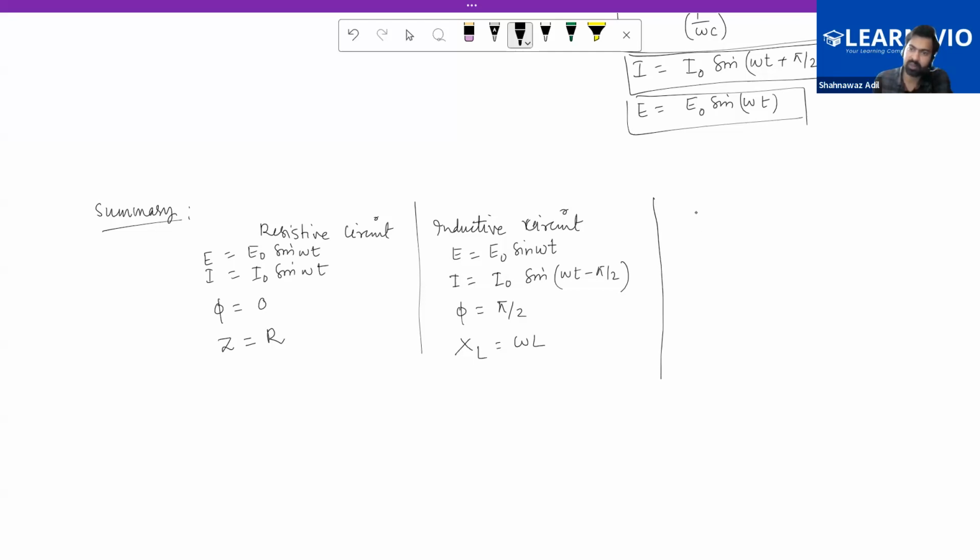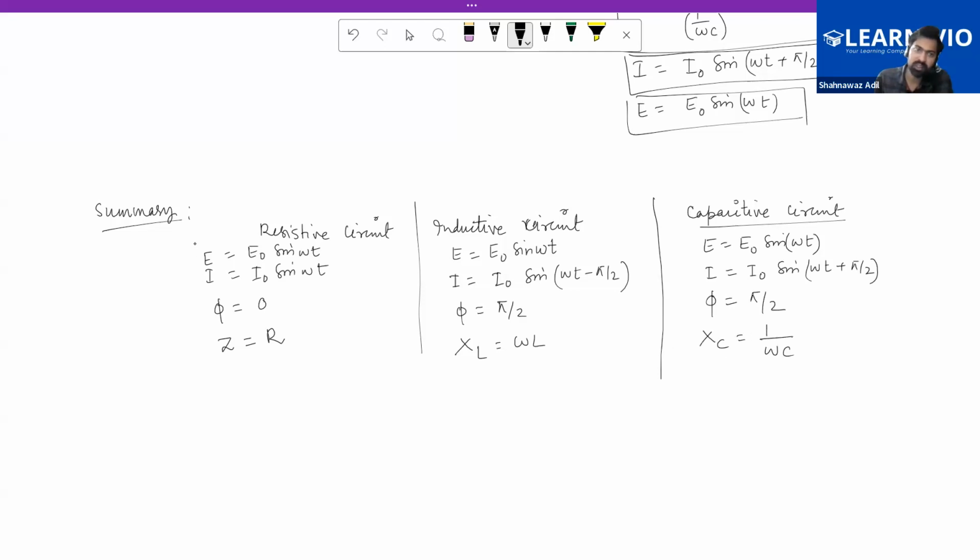And then we have the capacitive circuit. So in the capacitive circuit, what do we have? This is again the supply, and the current that we are getting is I naught sine omega t plus pi by 2. Again, the phase difference is pi by 2, and then we have the capacitive reactance, which is 1 over omega C. So this is the result that we get.